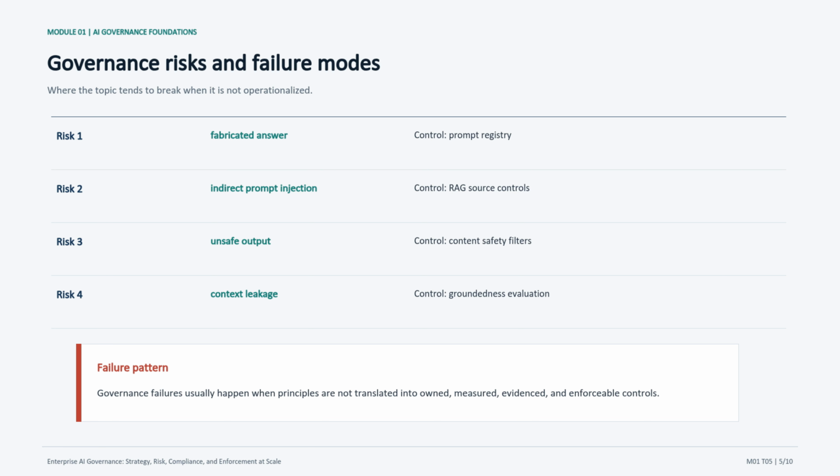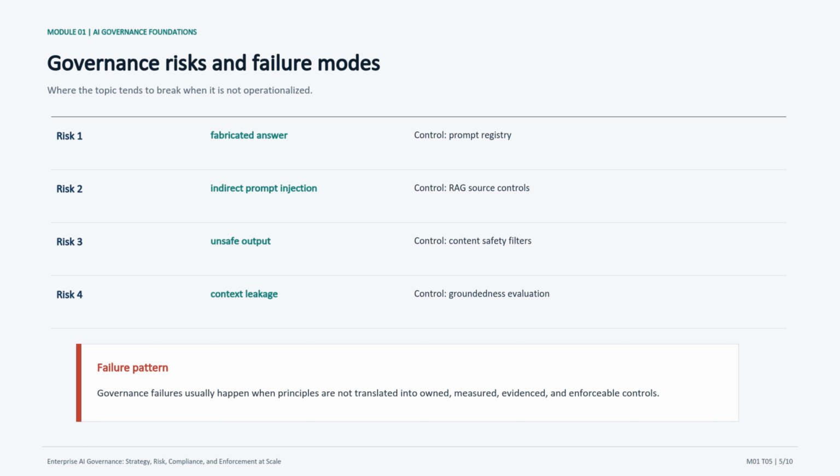For this topic, the control pattern includes prompt registry, RAG source controls, and content safety filters. A useful classroom prompt is, if this failure happened next quarter, who would notice it, what evidence would prove it, and what decision would the organization make next? The big takeaway is that principles must become owned, measured, evidence, and enforceable controls.